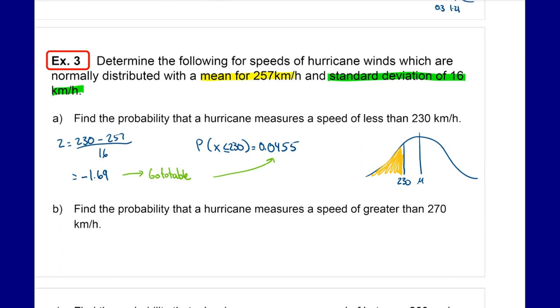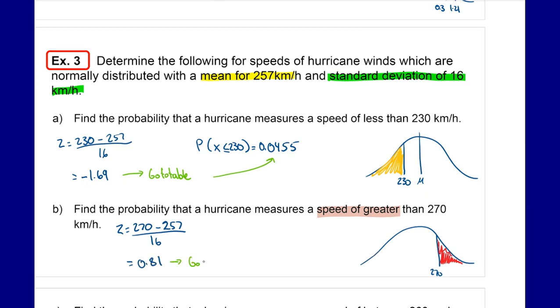What is the probability that a hurricane measures a speed of greater than 270 kilometers per hour? Again, you might want to highlight or notice that we're talking about a speed of greater than, right? So I'm just going to draw our normal distribution. So 270, it's above the mean, so above the hump. And we're looking for greater than, so we're looking for above. Keep in mind, the z-score table always gives us below or less than. So I do need to find my z-score first. So 270 minus the mean of 257 divided by the standard deviation of 16 gives me 0.81.